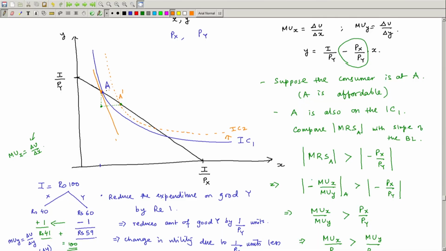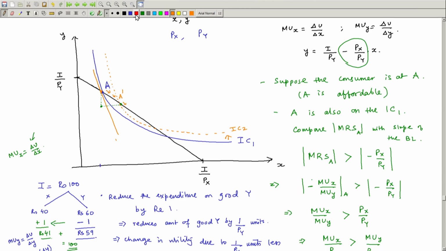I will compare it with the slope of the budget line. You will notice that the absolute value of MRS at A prime is also greater than the absolute value of the slope, and therefore I can always again do this reshuffle by transferring 1 rupee from Y onto good X. So I keep on doing this change, right? So I was at A, I keep on doing this change.